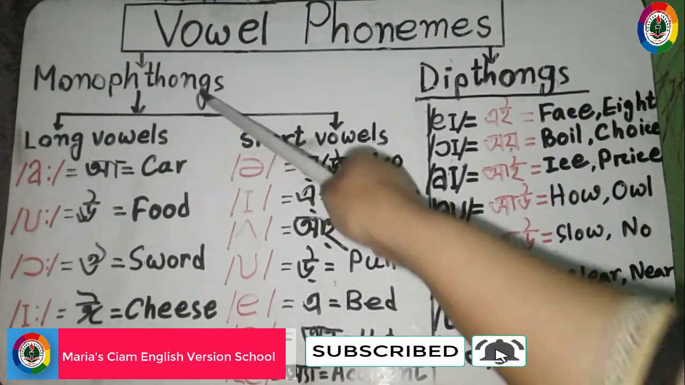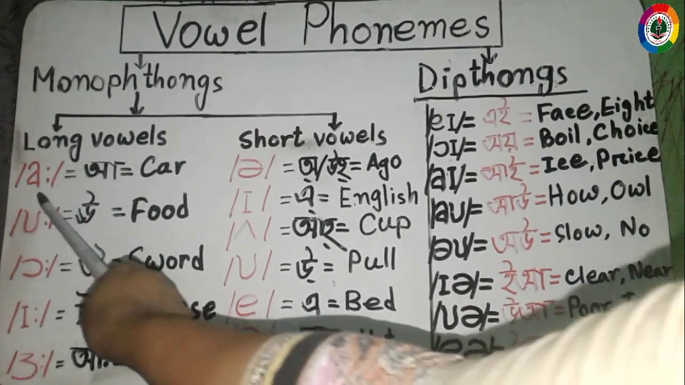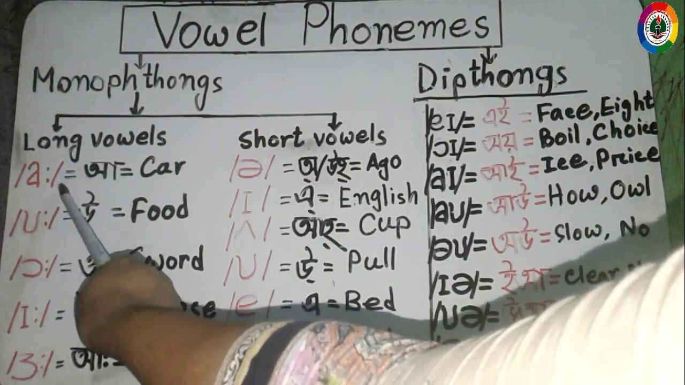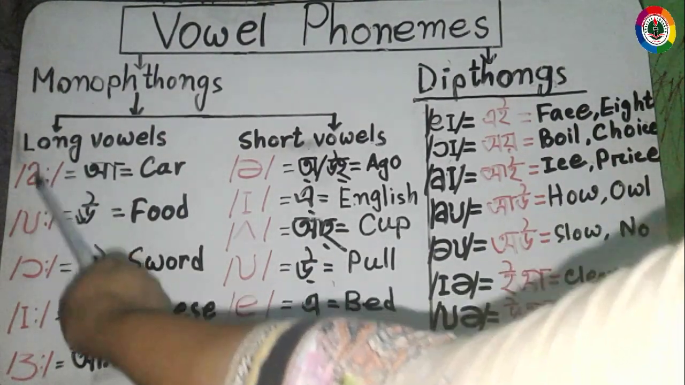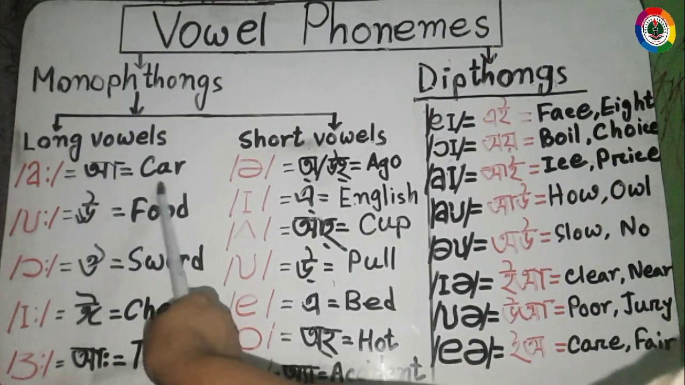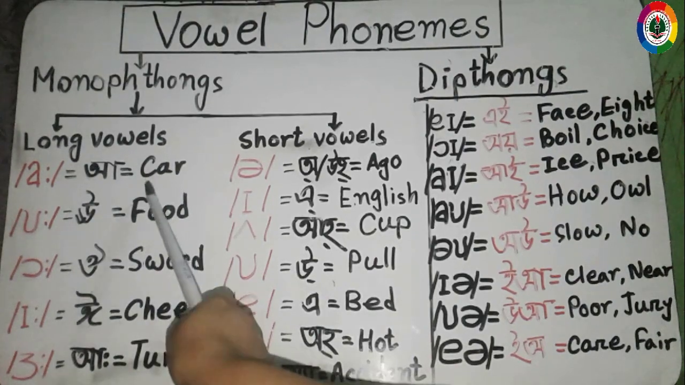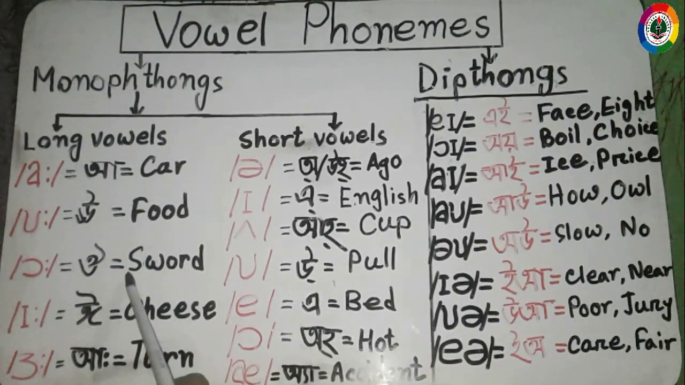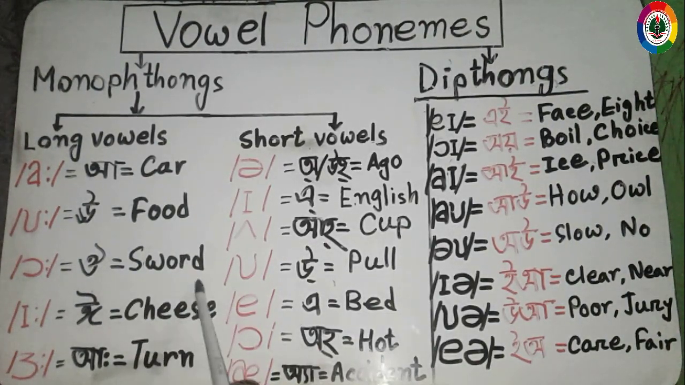Okay, our long vowels are over. We already know about long vowels. Long vowels will be altered in a longer tune. The phonemes of long vowels will be altered in a longer tune, and it would be said with proper mentioning, like the vowels are altered in long tune, like car, food, sold, cheese, turn.